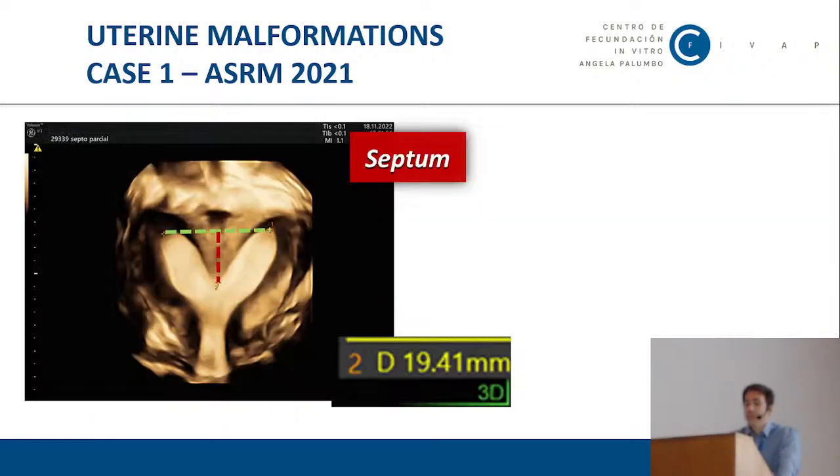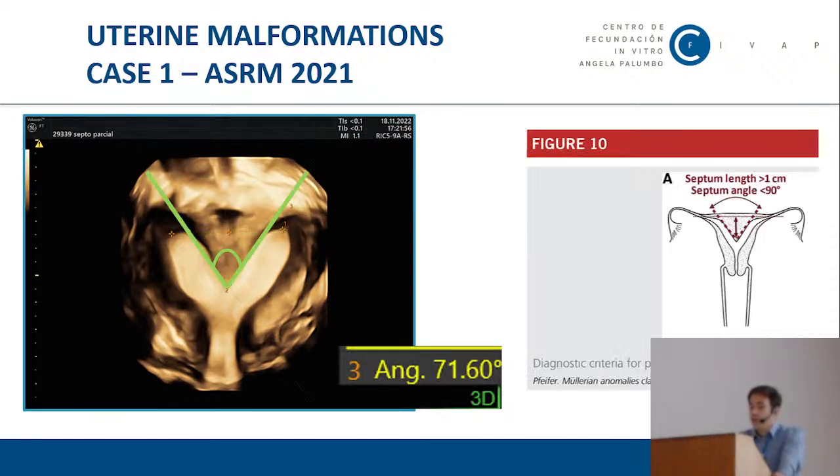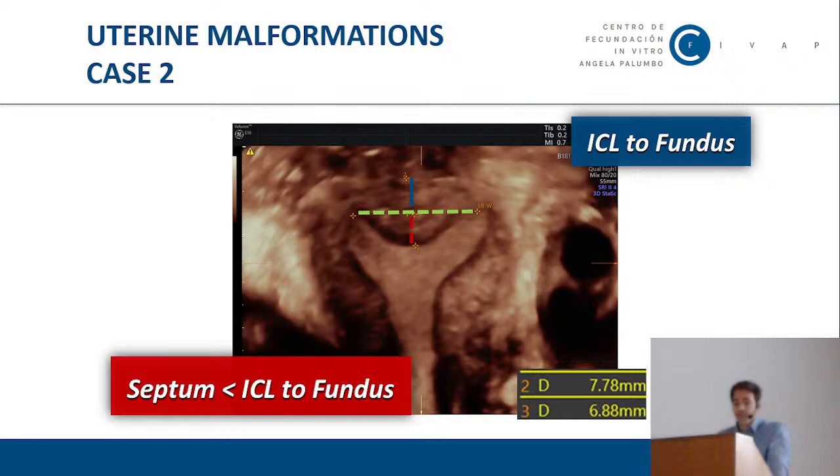So the same case with the ASRM classification from 2021. Here we have a septum that is more than 1 centimeter, and then we look for the angle. It's less than 90 degrees. So we're looking at a partial septate uterus.